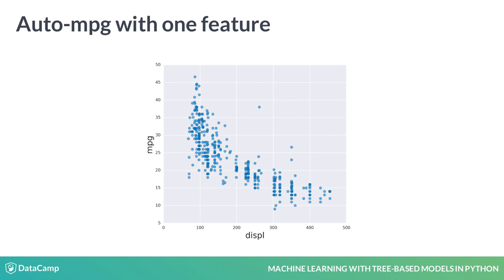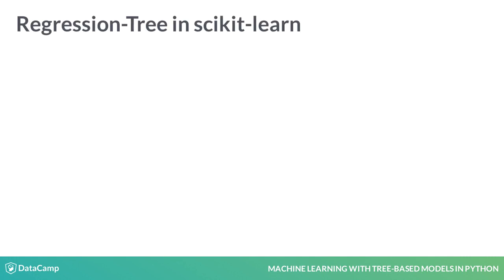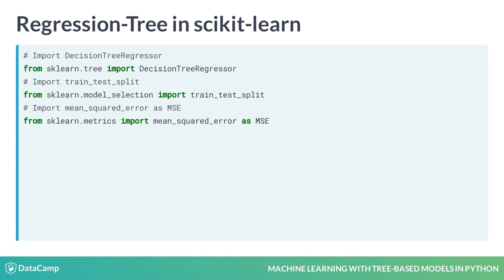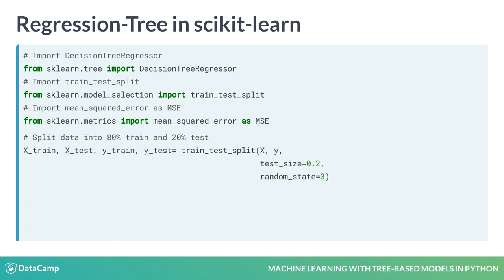Let's see how you can train a decision tree with scikit-learn to solve this regression problem. Note that the features X and the labels y are already loaded in the environment. First, import DecisionTreeRegressor from sklearn.tree, the function train_test_split from sklearn.model_selection, and mean_squared_error as MSE from sklearn.metrics. Then, split the data into 80% train and 20% test using train_test_split.